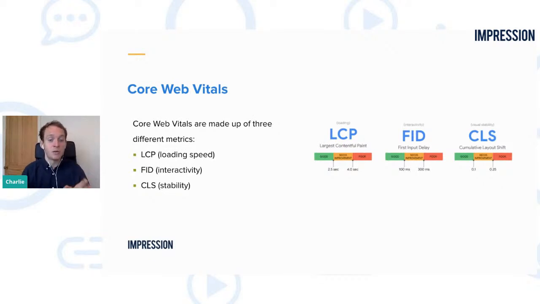Now, what I'll say here is that Google are quite strict with this. So getting that good score is quite difficult. Having the largest element load on a web page in under 2.5 seconds is a challenge, and I don't think there are many websites that get 100% of their users loading the website that fast. That's probably the same for CLS as well. So we do have to take into account that Google are fairly strict with some of these scores.